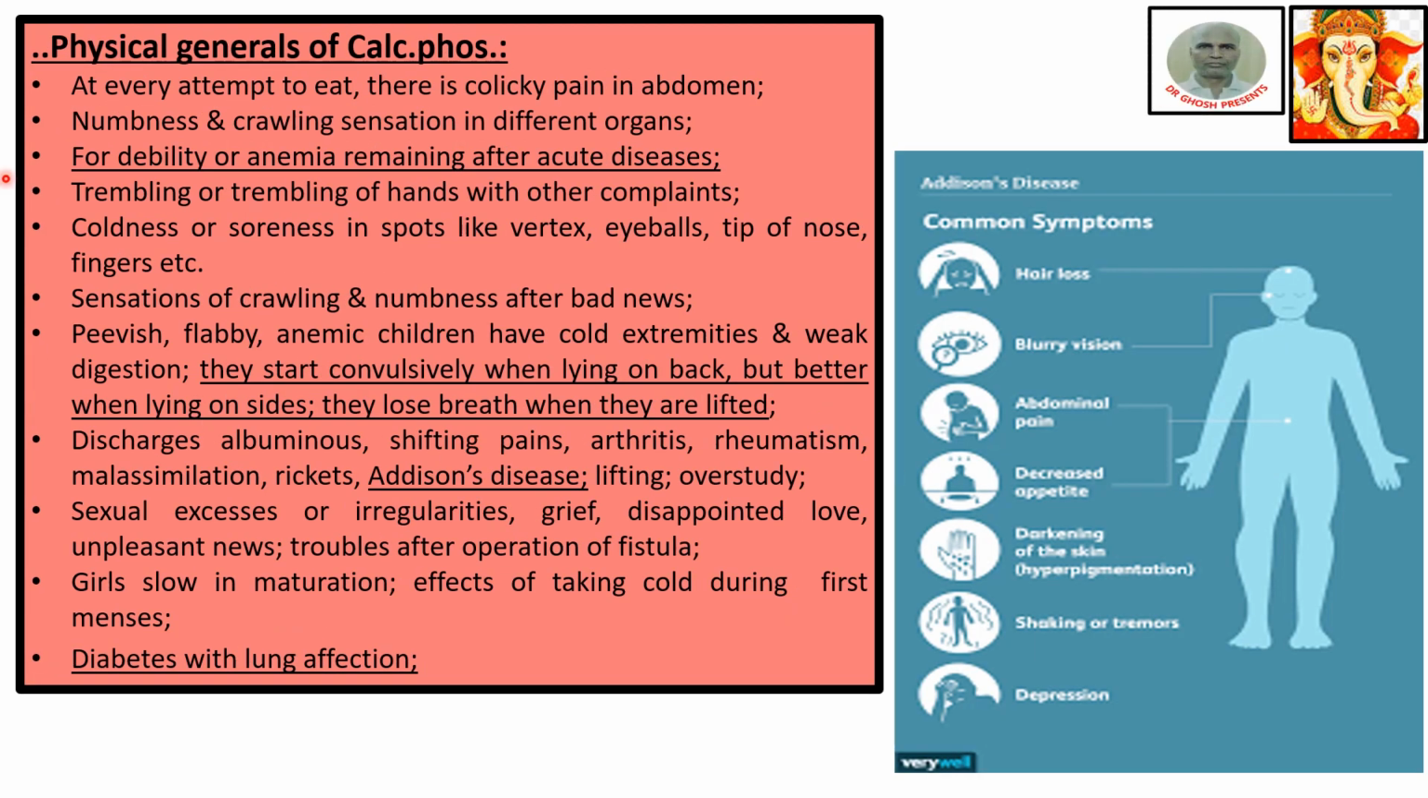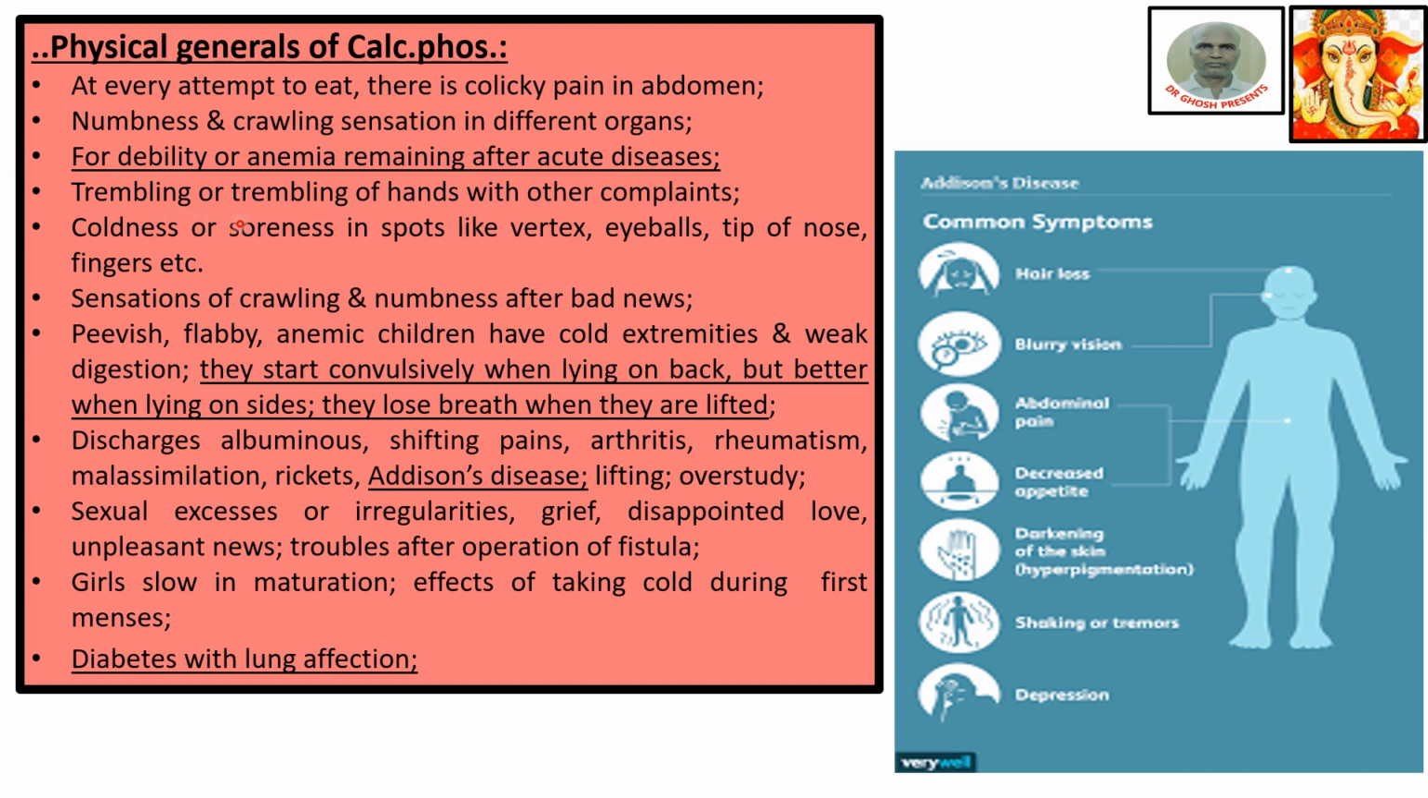Physical generals of Calcarea Phos continue. At every moment to eat, there is colicky pain in abdomen, numbness and crawling sensation in different organs, for debility or anemia remaining after acute disease. Very important symptom after acute disease. Some patient has suffered from typhoid or acute dysentery, and thereafter his debility and anemia are not removing or very difficult to treat. So you can give Calcarea Phos. Better give biochemic for a prolonged period and it will go.